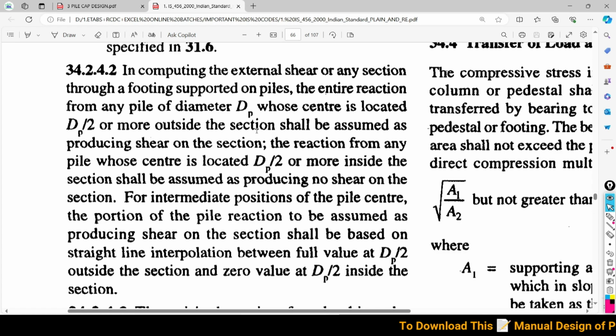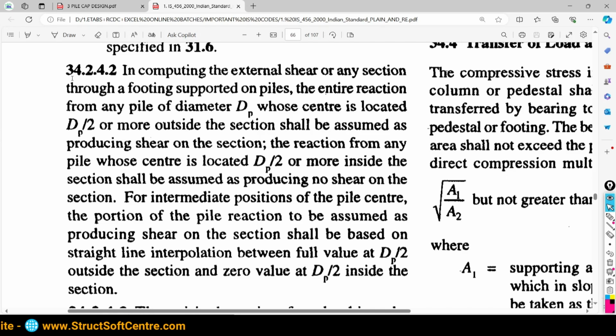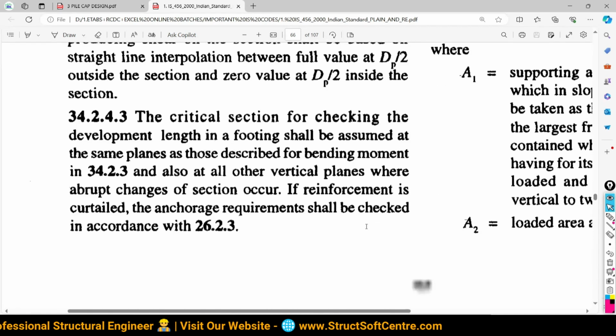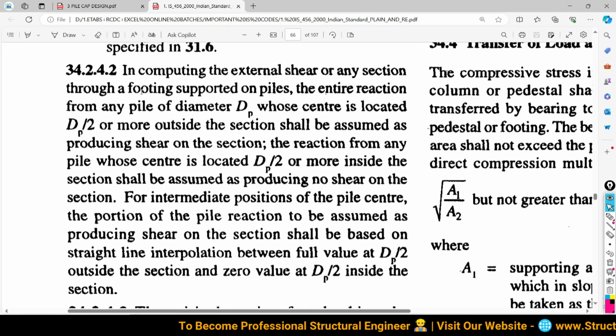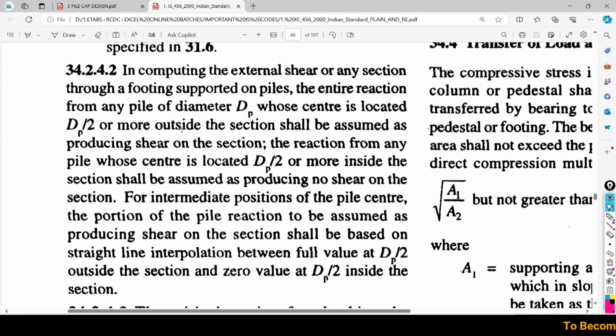In other types of foundation slab, we consider the entire reaction. But in the case of pile cap design, IS 456-2000 clause 34.2.4.2, which you will find on page number 65, gives a different recommendation for considering the reaction, that is, the shear value, when designing the pile cap. First I am going to read the statement, and thereafter I will explain what it means for calculating the punching shear value.